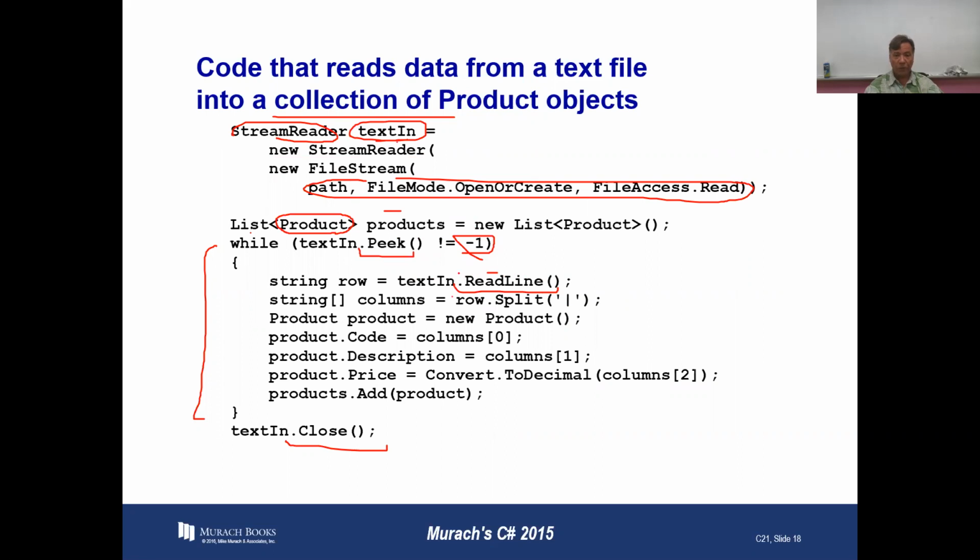So this reads in the first line, and it stores it in a string variable called row. And now we're doing string methods. It uses the string method split, which is going to return a string array, and it's going to split based on this vertical bar character. So this is going to return a 3-element array called columns.